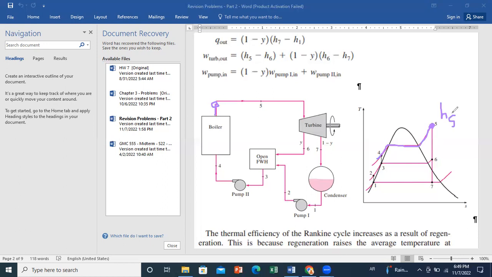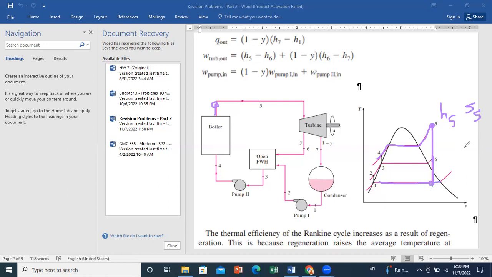Once we get H5 and S5, we know that over the turbine it's an isentropic process. We have S5 equals S6 equals S7, but 6 will be the intersection with the intermediate pressure, while point 7 will be the intersection with P minimum. So all points can be easily determined. We have already done a lot of problems with conventional cases. We know how to deal with the thermodynamic tables and find H at different points.